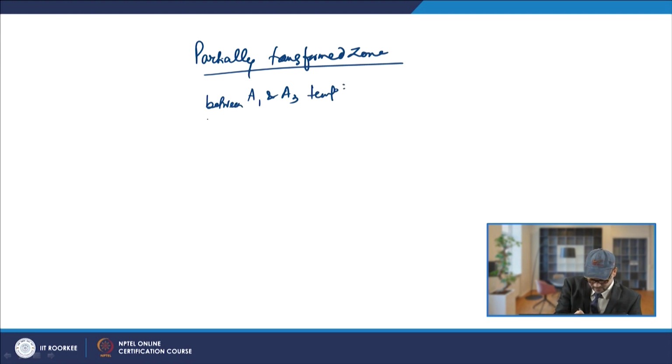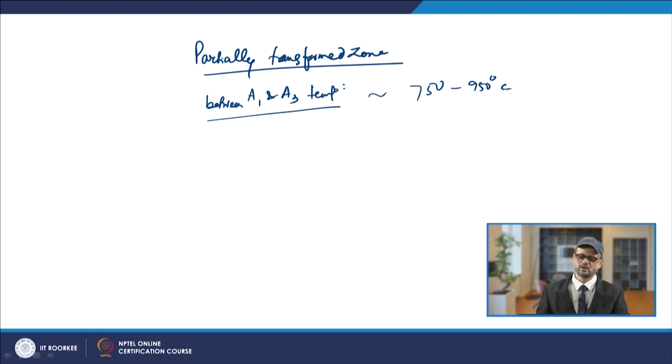Normally you will have the range from 750 to 950 degrees centigrade. That is the temperature range signifying the partially transformed zone. So you will have the eutectic pearlite, which will begin to dissolve when heated beyond this temperature.